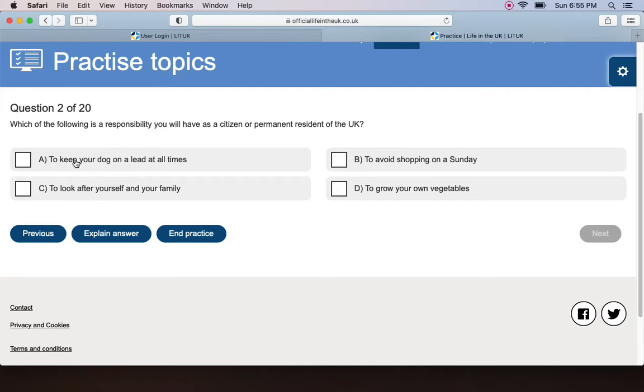To keep your dog on a lead at all times. कि आप अपना जो dog है उसको lead पे रखेंगे. To avoid shopping on a Sunday. Sunday को shopping नहीं करेंगे. To look after yourself and your family, आप अपनी और अपनी family की देखभाल करेंगे. To grow your own vegetables, या आप अपने vegetables खुद उगाएंगे. So to look after yourself and your family.